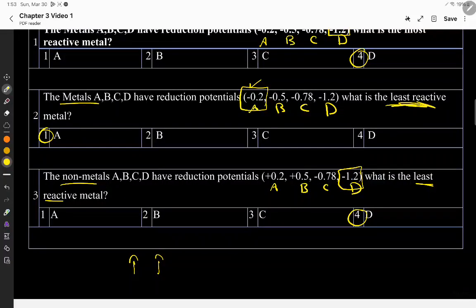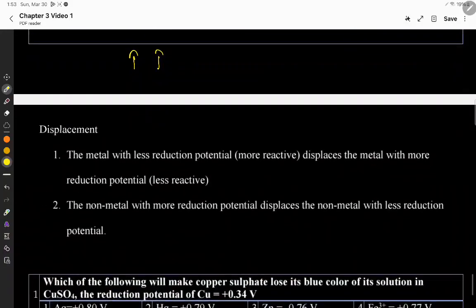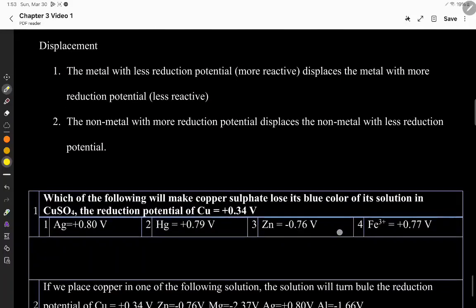What is the most reactive? The most reactive is the one which has the highest value. This one, 0.5, is the most reactive nonmetal, but this is the least reactive nonmetal. So these are the ideas about this. Now let's speak about displacement.